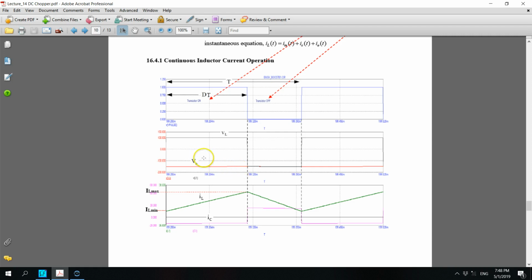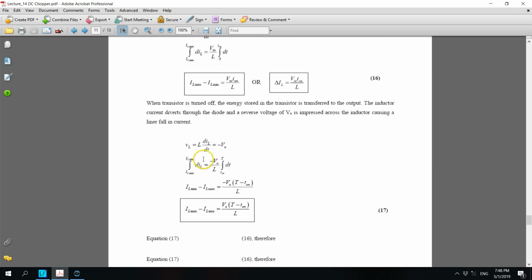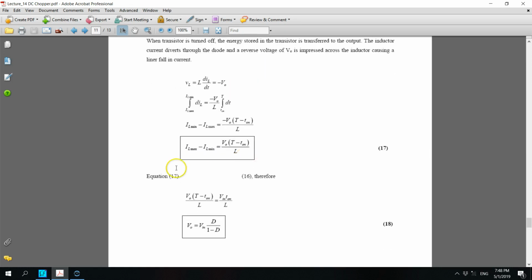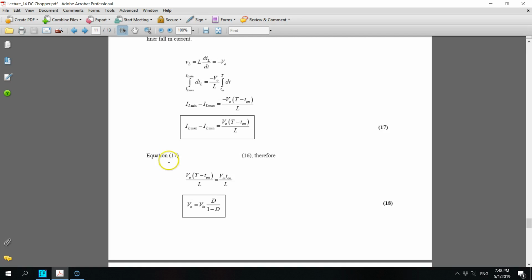Okay, look at the equations. This is the equation when the transistor is off. VL equals L di/dt equals minus Vout, and we integrate that, and finally we find that IL max minus IL min equals Vout (T minus Ton) divided by L. We know that these two equations are equal to each other. You can equate both equations 16 and 17, and after doing that, you can see that the output voltage is defined by Vin D divided by 1 minus D.